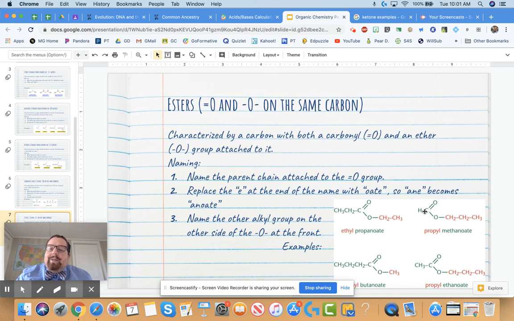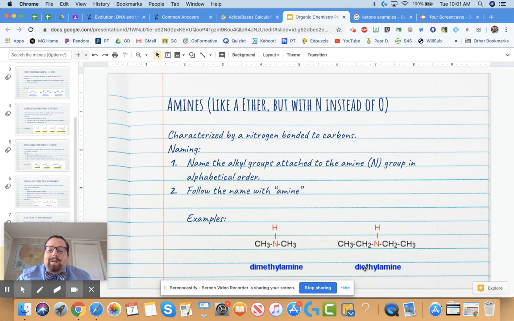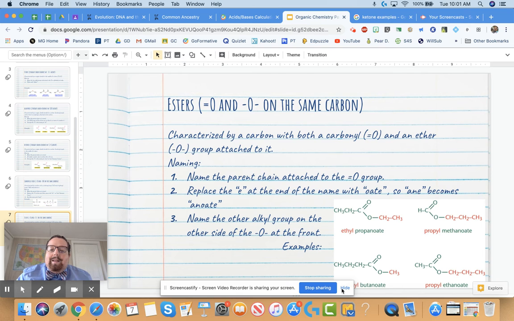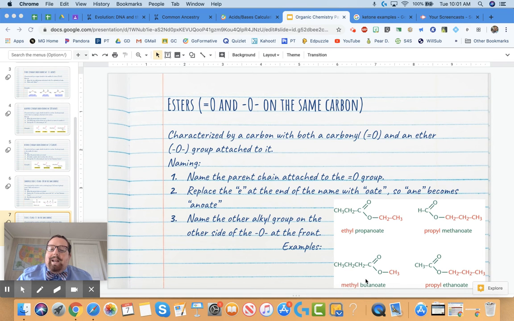This guy is just a methyl group attached to our double bonded O, so it's methanoate. And on the other side of our O is 3 carbons, so it's propyl methanoate. This one's got 4 carbons, so it's butanoate with a methyl group over here, so it's methyl butanoate. And then this one would be ethanoate with a propyl in front of that, so propyl ethanoate.